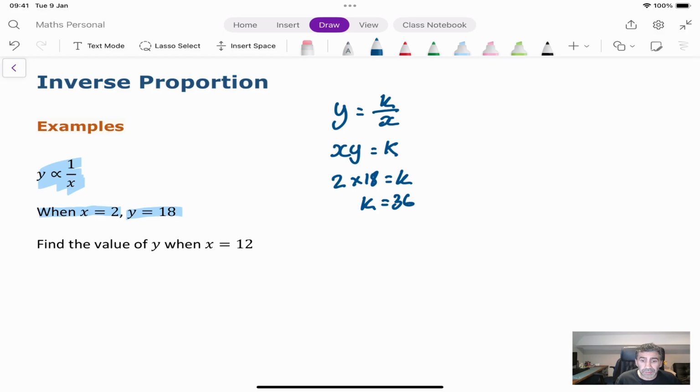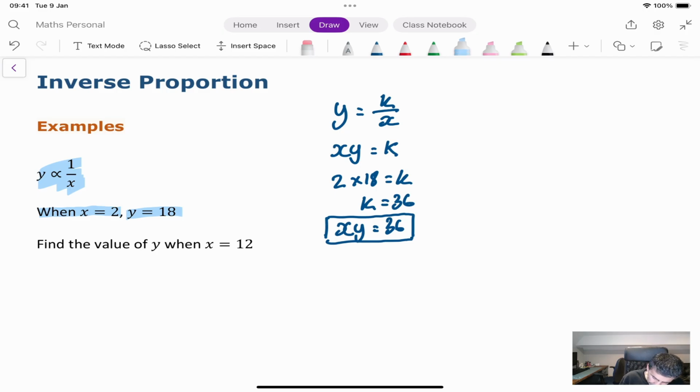Okay, so I now know that k is equal to 36. I can put it into my equation over here. So instead of saying xy is equal to k, I'm going to say that xy is equal to 36 because I now know what that value of that k is. So that's going to be my main equation that I can use to work out any value of x or any value of y that I want to.